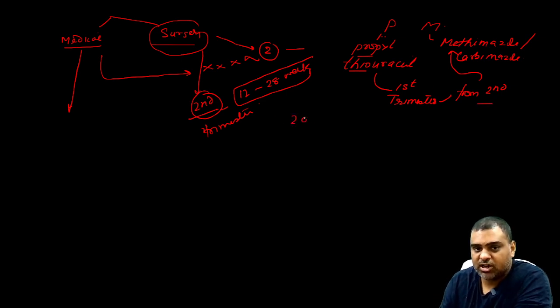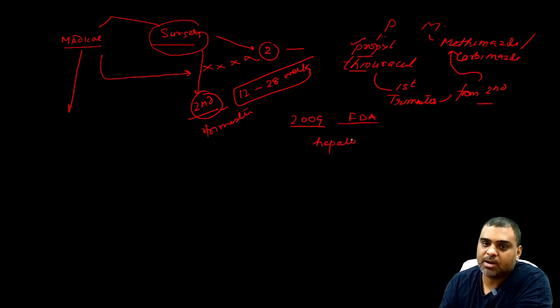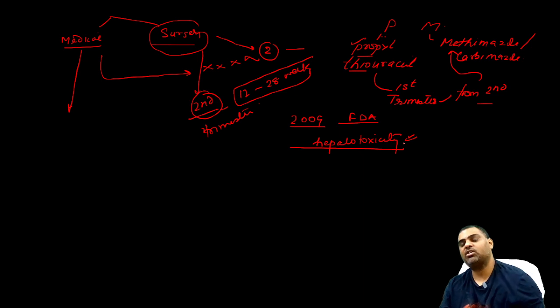But in 2009, the FDA gave a black box warning about propyl thiouracil, that it causes hepatotoxicity. Severe hepatotoxicity. Therefore, it should be given just for the first trimester.